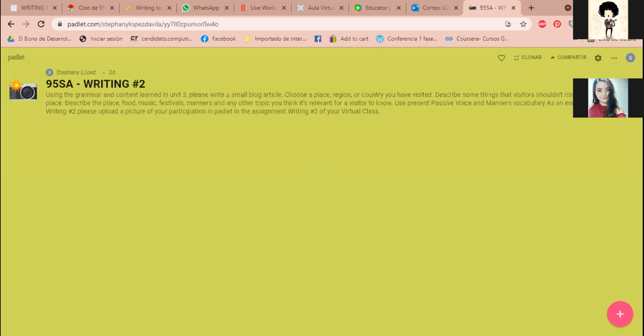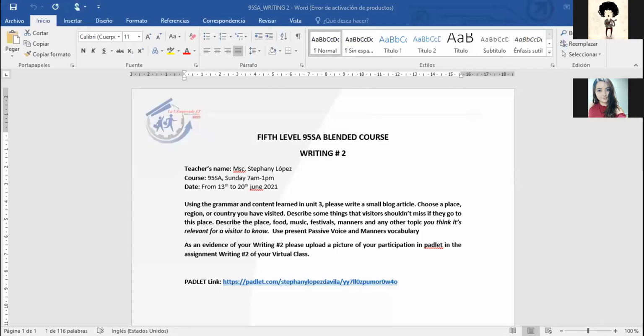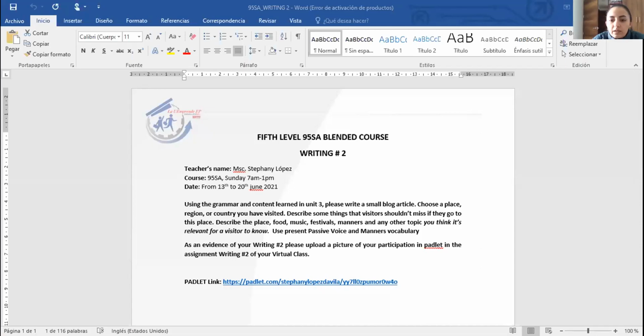Les decía, no se olviden por favor de la plataforma de Cambridge. Ya debería estar casi al 50% su avance en la plataforma. Y veo que muchos ni siquiera empiezan, ¿sí? Por favor, avancen la plataforma. This is more or less what you have for your next class. Esto sería básicamente lo que tenemos como tarea para la siguiente clase. Writing number 2 that you have to complete on Padlet. Y avanzar la plataforma de Cambridge hasta la unidad 3, lección B.